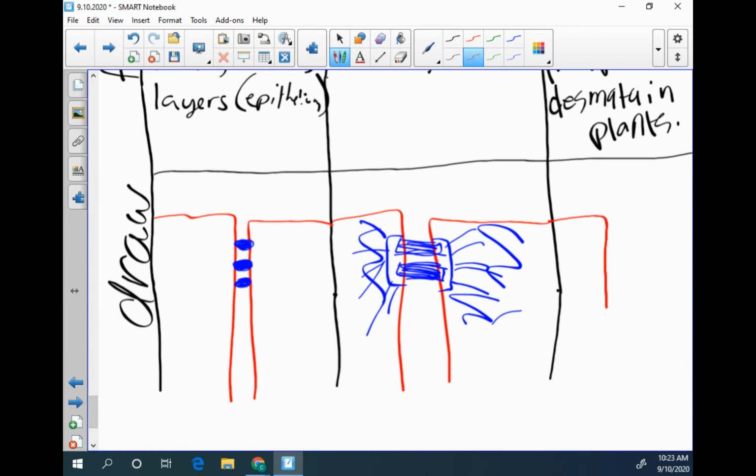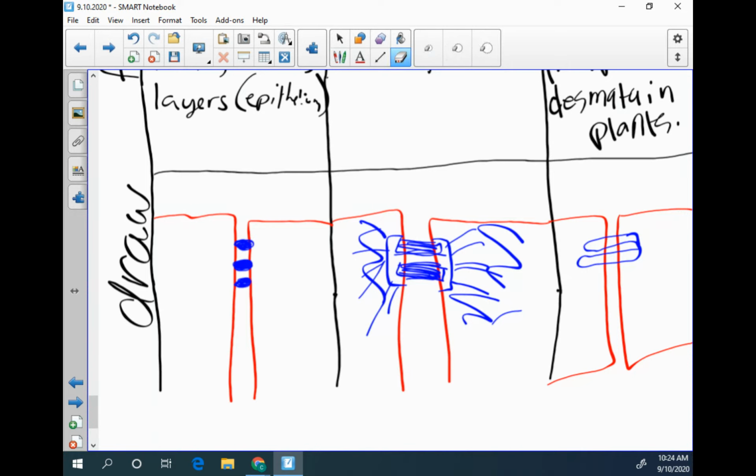So if we've got our cells again, it would essentially be like one big protein that allows stuff to pass through. Here we go. So stuff can go from one cell, whoop, to the other cell.